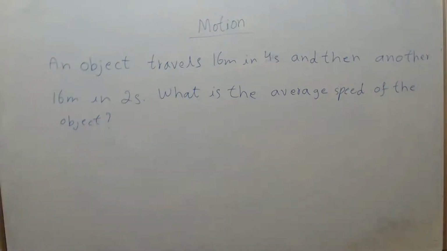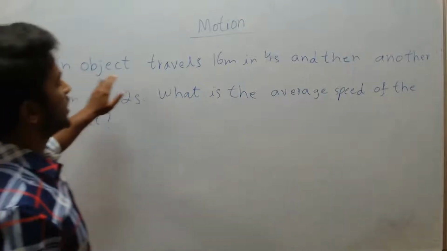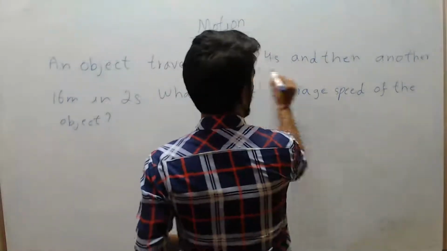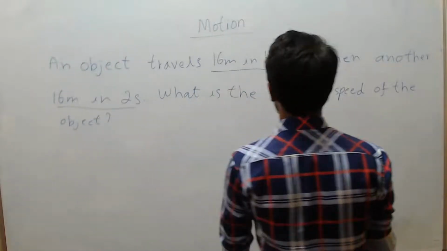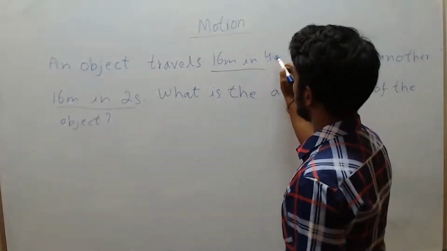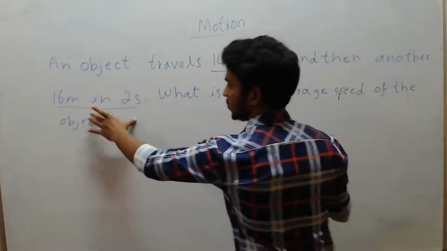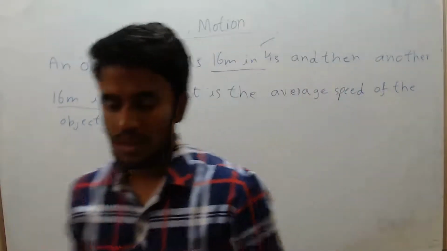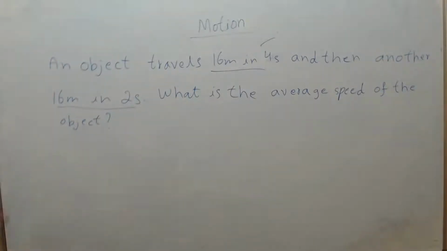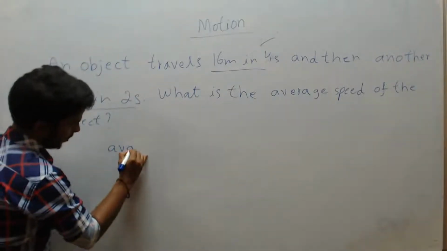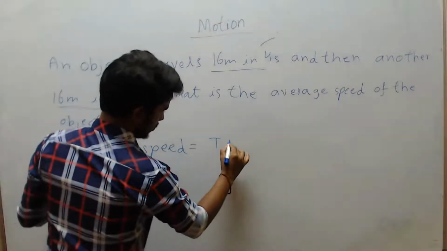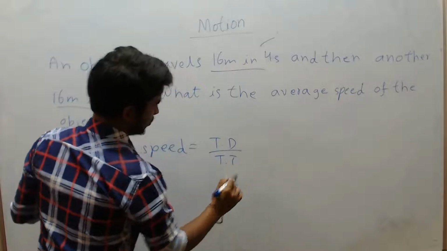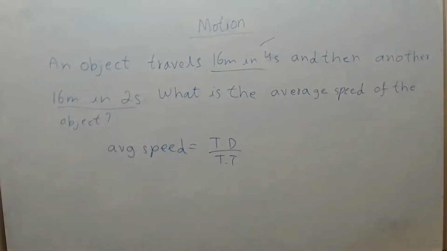Okay, see, an object travels 16 meter in 4 seconds, and then another 16 meter in 2 seconds. So what is the speed of the object? Initially it crosses 16 meter in 4 seconds, so here the speed is different, and here also the speed is different. So here we need average speed. What is the formula? Average speed equals total distance traveled divided by total time taken.